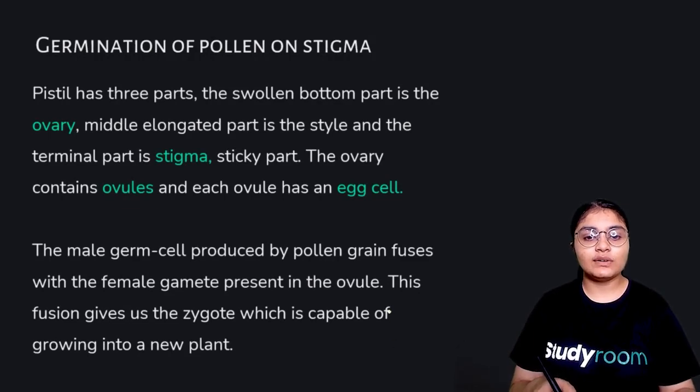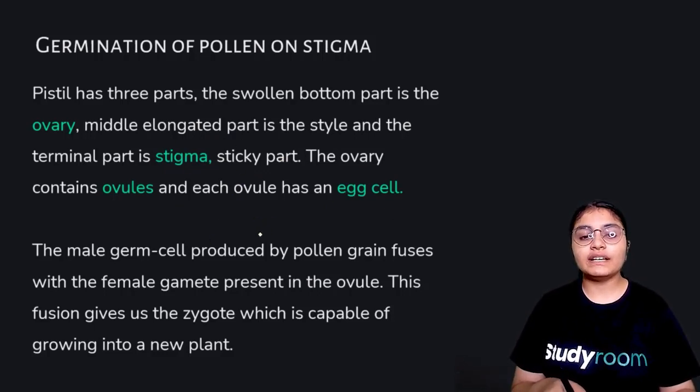Now we'll discuss this whole process. The pistil has three parts. The swollen bottom part is the ovary, the middle elongated part is the style, and the terminal part is the stigma, or the sticky part, right? The ovary contains ovules and each ovule has an egg cell. So why is the stigma sticky? Because it helps in the sticking of the pollen grains to the stigma, okay? So that is why the stigma is the sticky part.